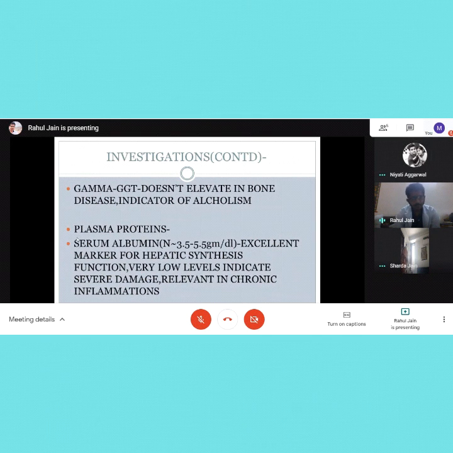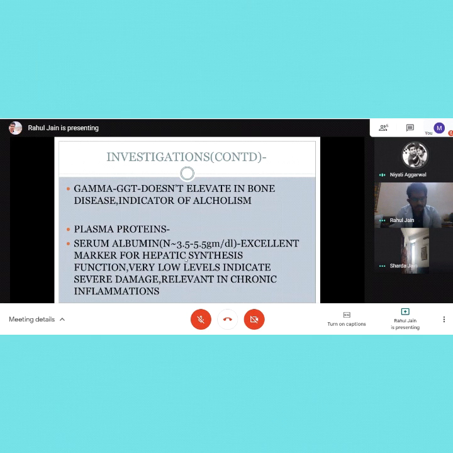Then coming to plasma proteins. We have total proteins, we have serum albumin, and we have serum globulins. Serum albumin normal level is 3.5 to 5.5 gram per deciliter, and total proteins are 6 to 8 grams per deciliter. So serum albumin 3.5 to 5.5 gram per deciliter is an excellent marker for hepatic synthesis function.